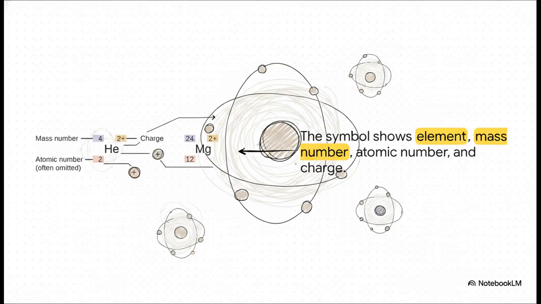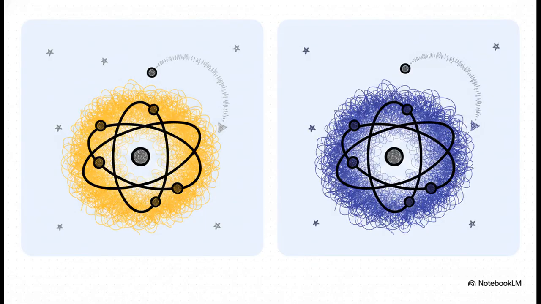Finally, the top right corner shows the electrical charge. If you see a 2+ up there, you know it's not neutral. But wait, how does an atom even get a 2+ charge? Normally, atoms are naturally electrically neutral. They have the exact same number of positive protons and negative electrons. But they can gain or lose those lightweight electrons orbiting around the outside. If an atom loses electrons, it loses some of its negative charge, leaving it positively charged overall. We call that a cation. Conversely, if an atom gains extra electrons, it becomes a negatively charged ion, and we call that an anion.